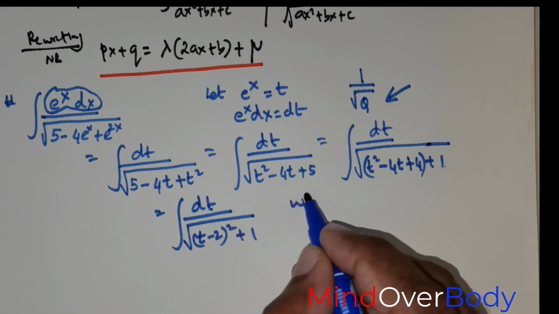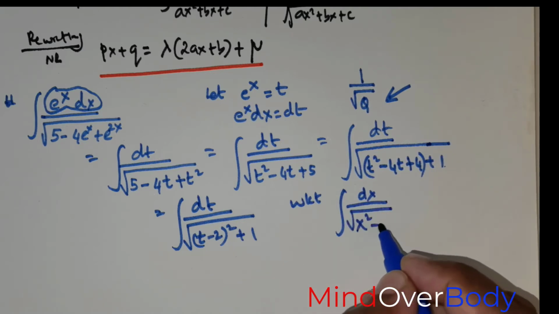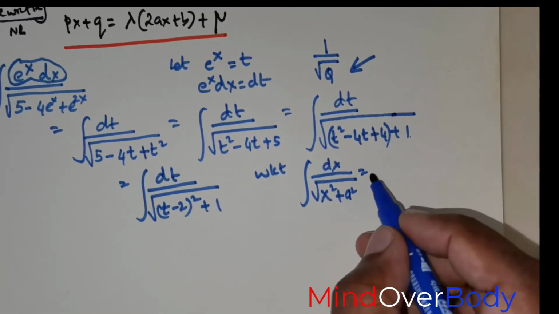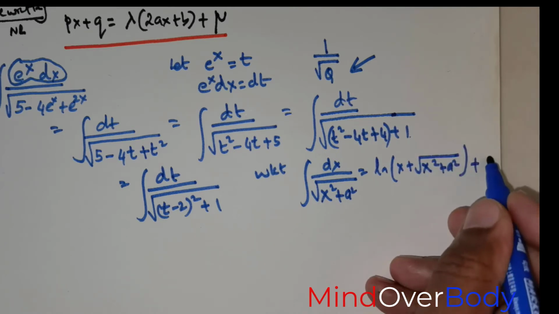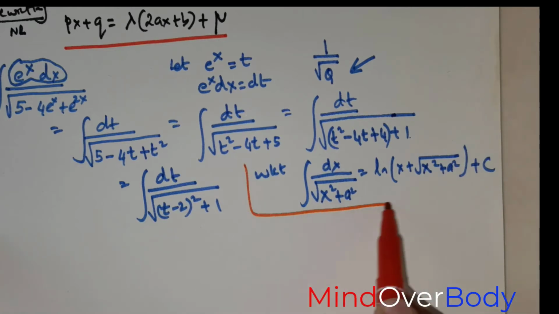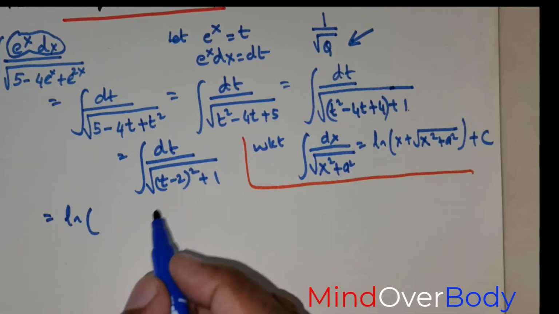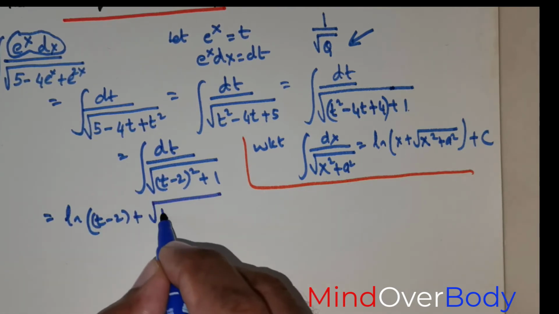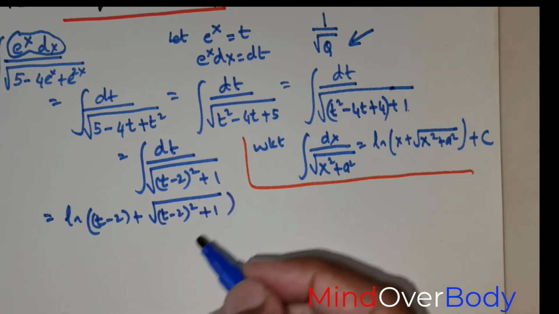Now we know a formula. We know that integral dx over the square root of (x² + a²) is equal to ln of (x + the root of (x² + a²)) plus an arbitrary constant c. So this is known. Now I'm going to apply that. This is equal to ln of, in place of x I've got t − 2, so it's (t − 2) + the root of ((t − 2)² + 1). So this is what we have got.